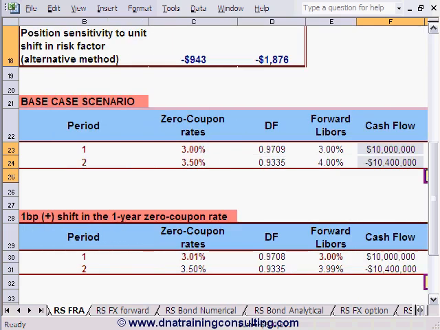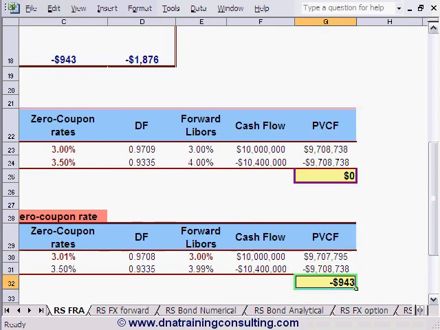The table starting on row 28 calculates the impact of a 1 basis point increase in the zero coupon rate for 1 year, with the negative $423 expected in fair value indicated in the cell G32.